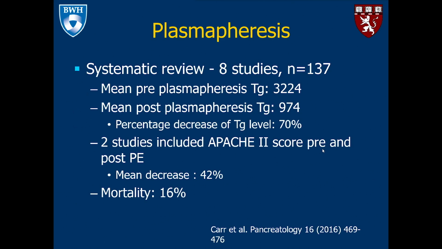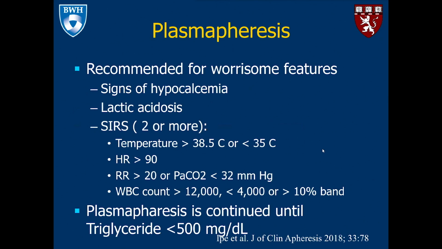There was a systematic review, including 8 studies, that showed that the mean pre-plasmapheresis triglyceride was 3,224, and the mean post-plasmapheresis triglyceride was 974, with a percentage decrease of 70%. And only 2 studies included APACHE II score pre and post plasmapheresis, with a mean decrease of 42%. And the overall mortality was 16%, but it was not different in the plasmapheresis group.